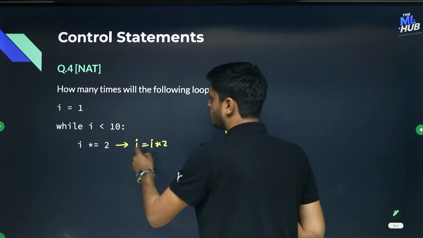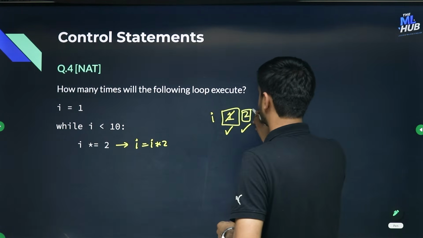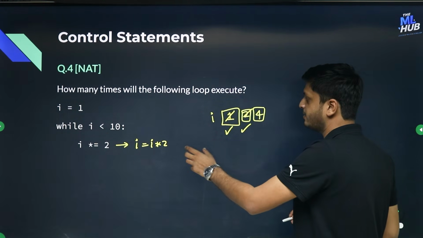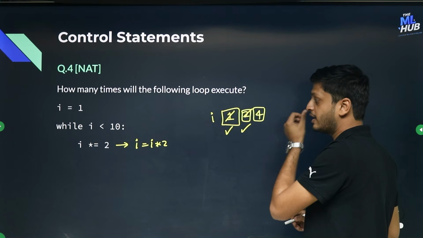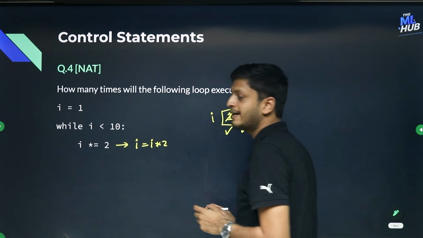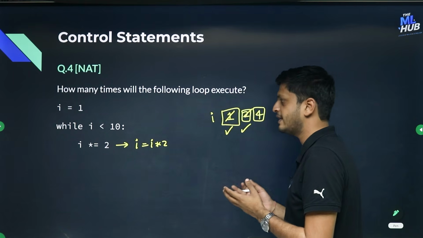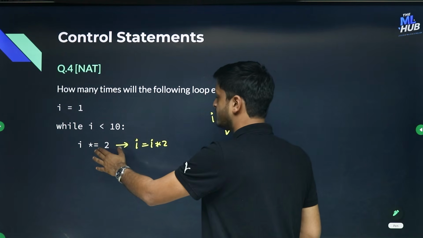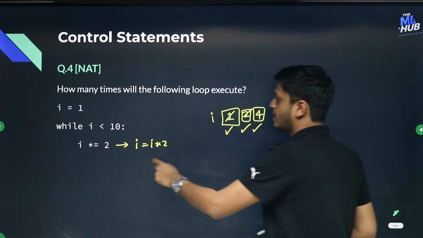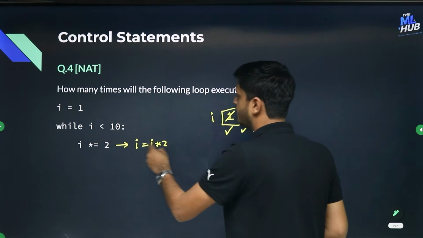And we will say I is equal to I into 2. So what is 2 into 2? 4. So I will become 4 now. Okay, read the statement carefully. We are not incrementing I, we are multiplying it with 2. Now is 4 less than 10? 4 is again less than 10. So the statement is true. We will again go inside. So for I equal to 4, again the condition is true. The loop will execute, and now I will become 4 into 2, which is 8.